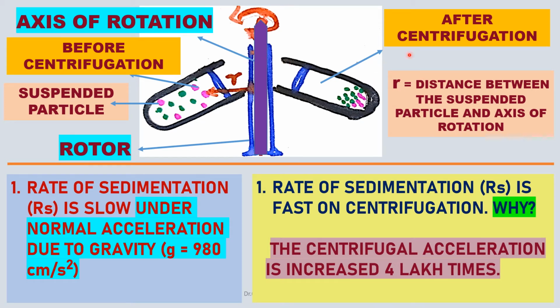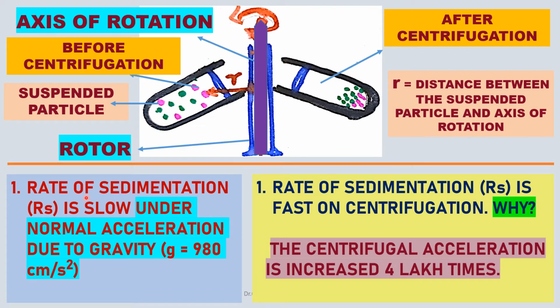The fundamental setup for the ultracentrifuge method is shown here. The biological samples are rotated by using a rotor as shown here. This is the axis of rotation. This is the sample before centrifugation. These are all suspended molecules, high molecular weight molecules, and this is after centrifugation. The biomolecules or the polymers are deposited or sedimented depending on the molecular weight, where r is the distance between the suspended polymer particle and the axis of rotation.